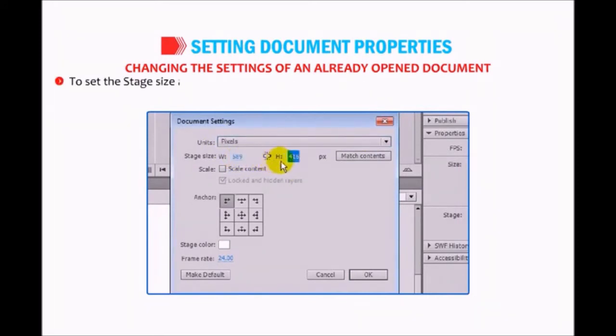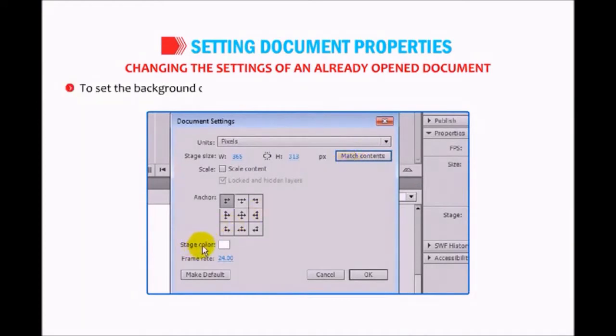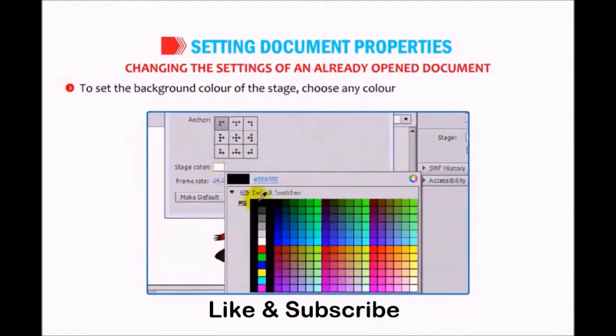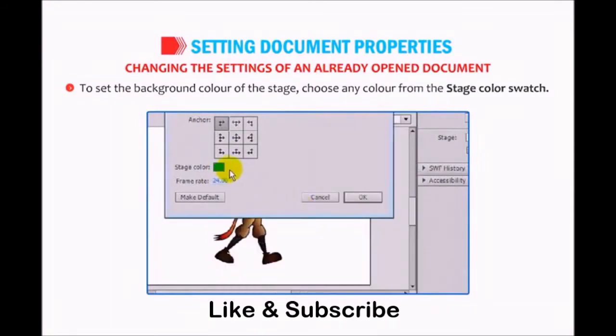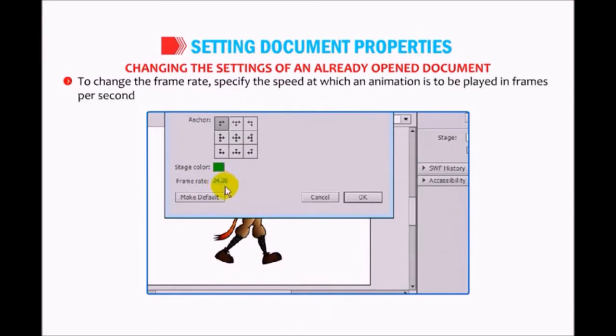To set the stage size according to the contents on the stage, select the Match Contents option next to the Stage Size section. To set the background color of the stage, choose any color from the Stage Color swatch. To change the frame rate, specify the speed at which an animation is to be played in frames per second in the Frame Rate box.